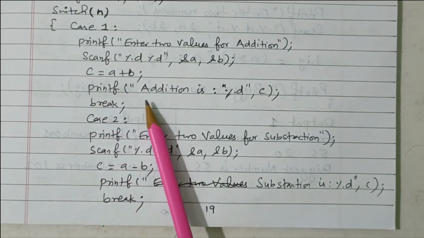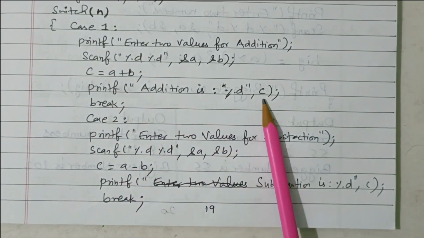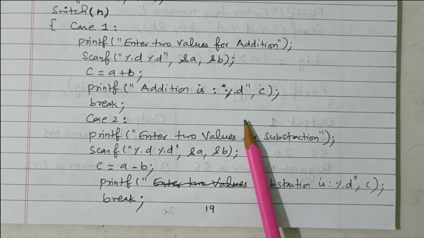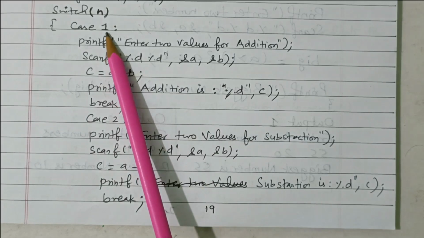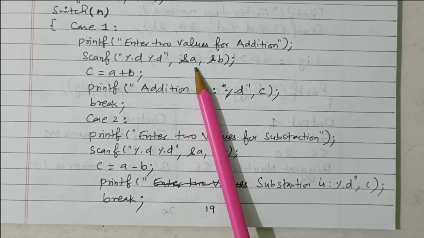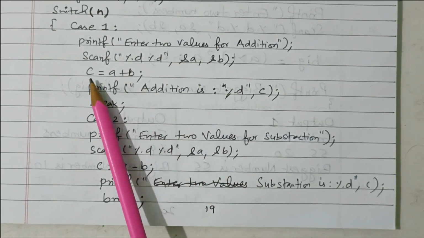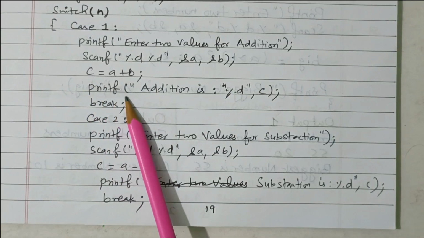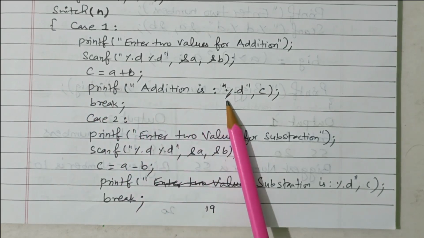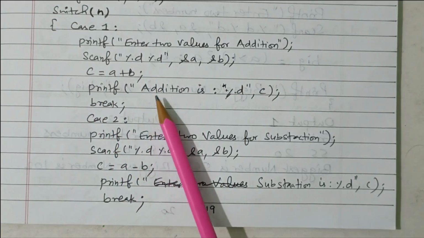Now we can print the answer. Printf of addition is %d, C. So the added value will be printed. Right. So if the user enters 1, we ask the user to enter the 2 values. Using scanf, we scan the 2 values. These 2 values are added. Then the added value, the answer, is printed using the printf statement. So after that we can break the process. No need to go for any other. Only one choice will be given.